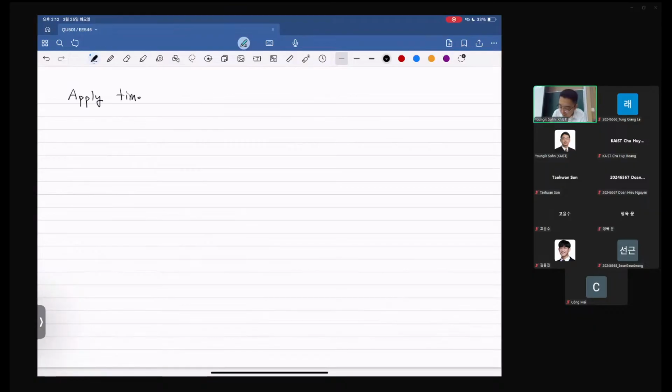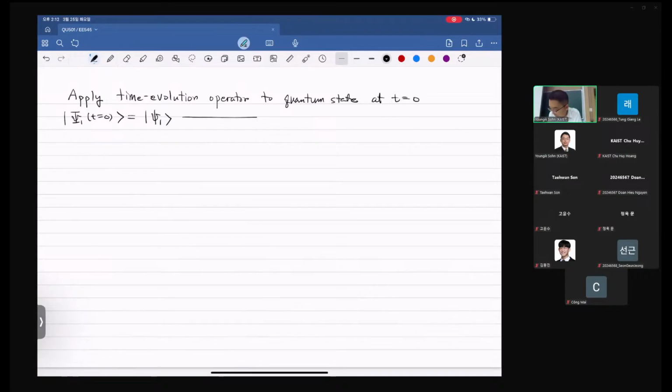Apply this time evolution operator to the quantum state at time 0, at t equals 0. So we have something like this, and then let's say this is the energy eigenstate. Just imagine the particle in a box problem. And then time evolution. We actually know the answer already, right?